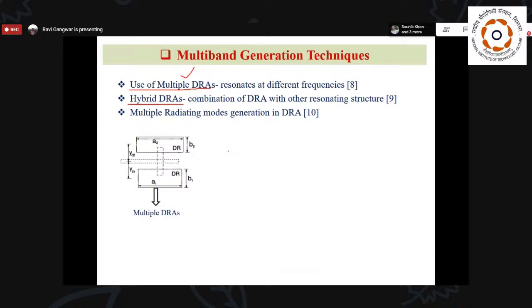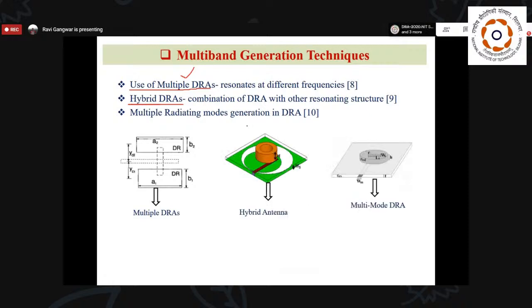Second is hybrid DRAs. In the hybrid, as the name suggests, we have a combination of a DRA with another resonating structure. It means here we use more than one different kind of antenna, so that we are able to get different bands. For example, in this case, we have this ring-shaped DRA, which is going to operate at its own fundamental frequency.